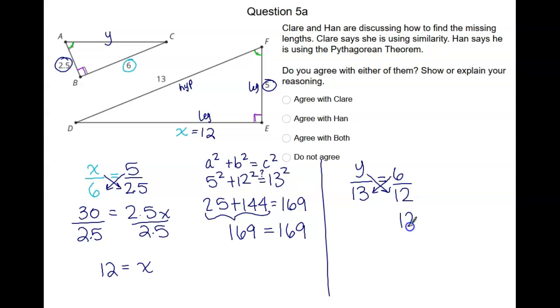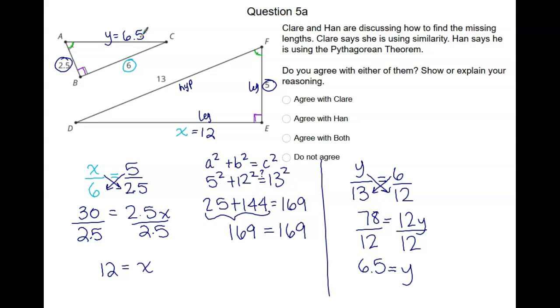y times 12 is 12y, and 6 times 13 is 78. So we're going to divide both sides here by 12. And I should get y is equal to 6.5. So this length up here is equal to 6.5.